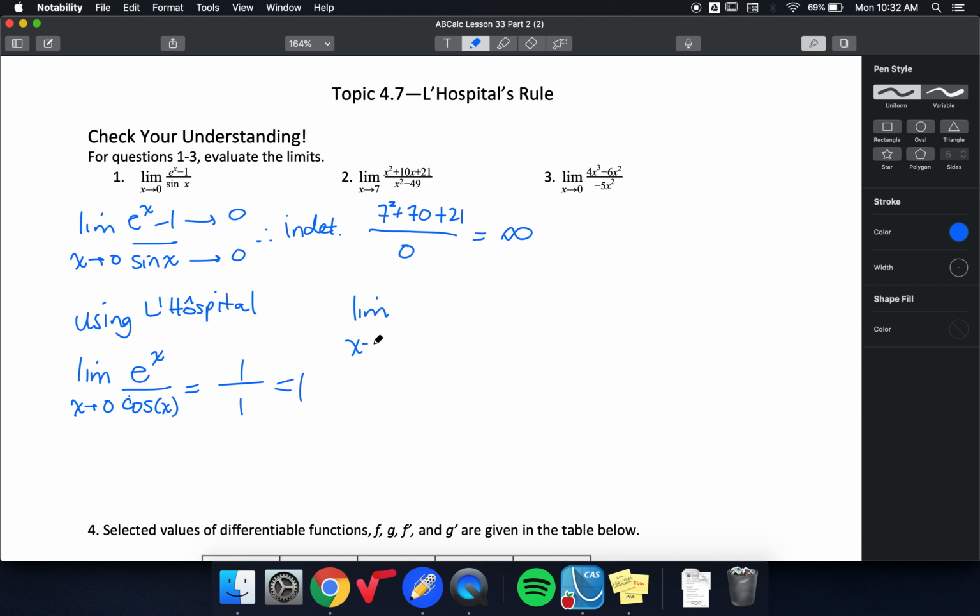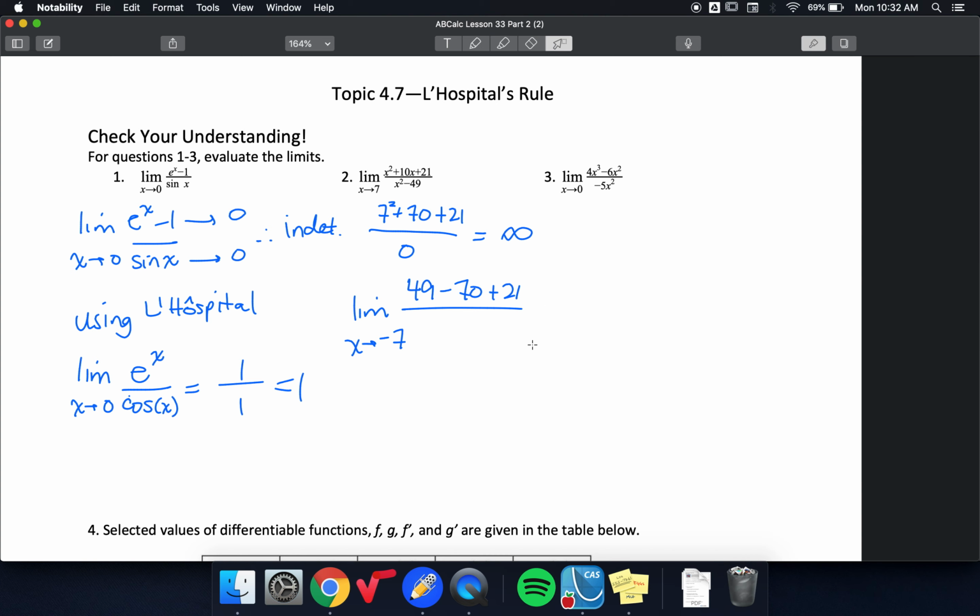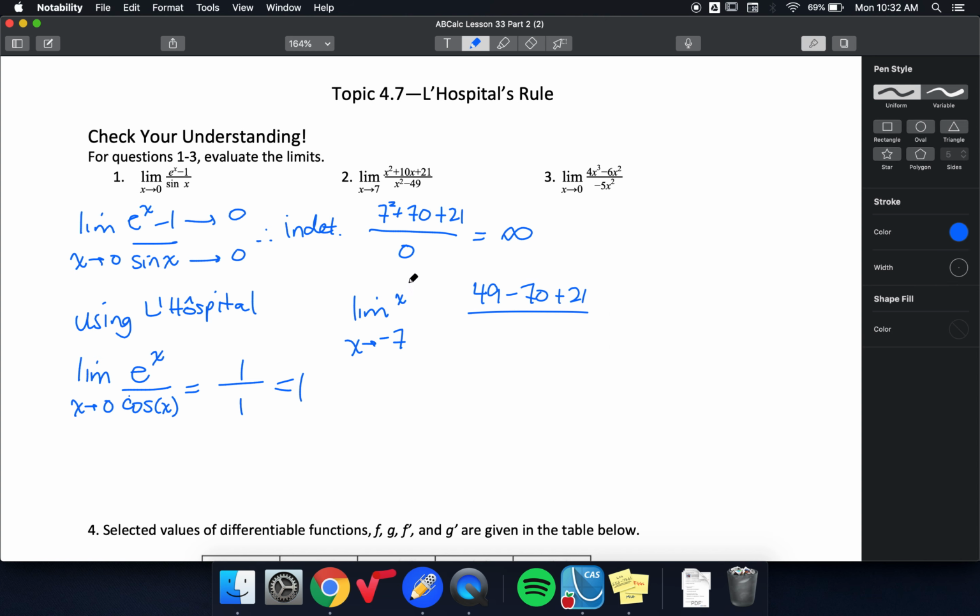If it's the limit as x goes to negative 7, then I get 49 minus 70 plus 21 over, sorry, this would be what it's equal to. That would be my x squared plus 10x plus 21 over x squared minus 49. And then I would get 49 minus 49. So I get that the top goes to 0, the bottom goes to 0, which is indeterminate. Therefore, indeterminate.